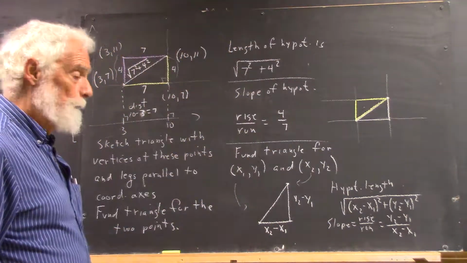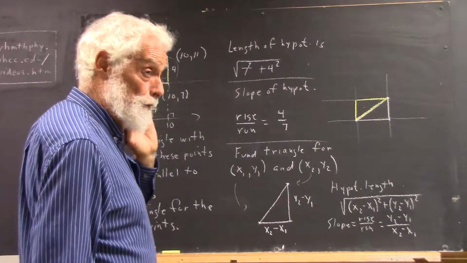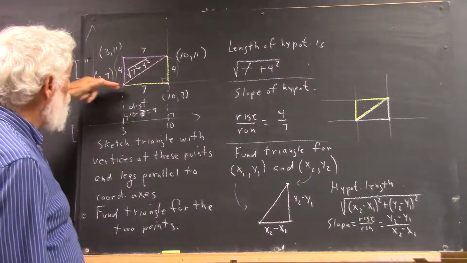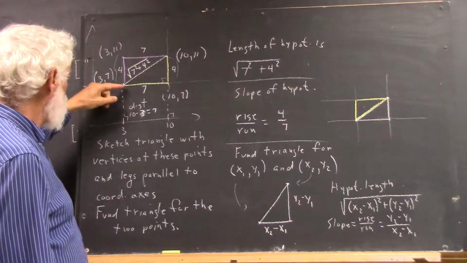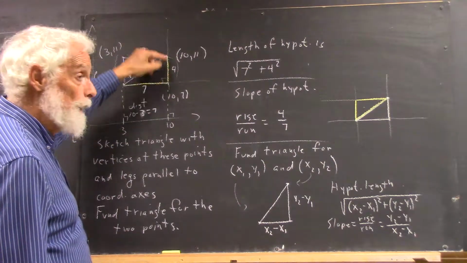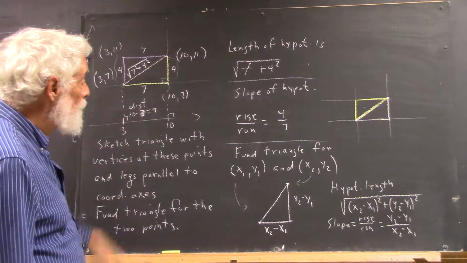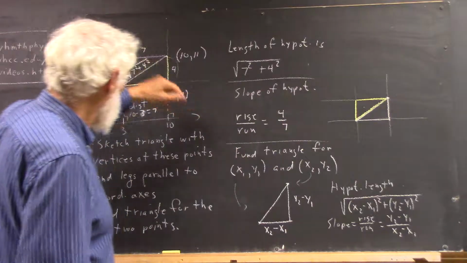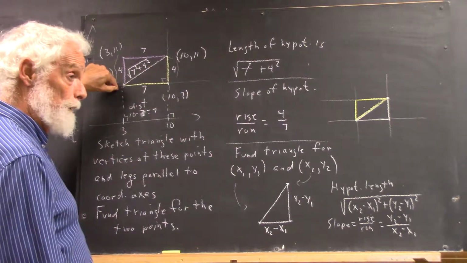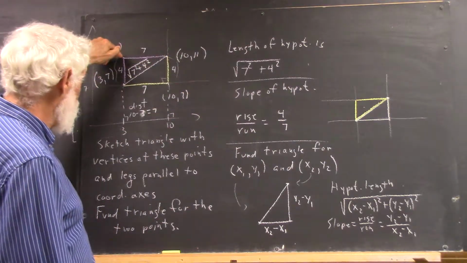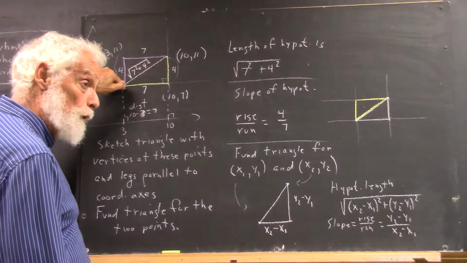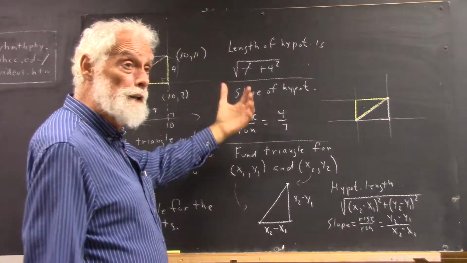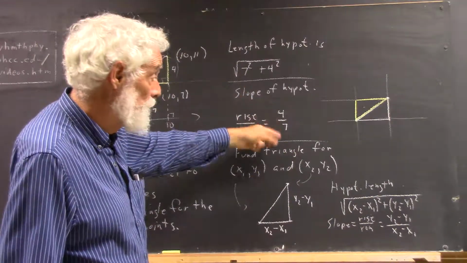The slope of the hypotenuse is the rise divided by the run. Now, if I move from this point to this point along the legs of my triangle, my run is 7 and my rise is 4. So the rise over the run is 4 over 7. Now, incidentally, I could have moved from this point to this point. My run would have been -7 and my rise would have been -4. Well, still the rise over the run would be -4 over -7. That's the same as 4 over 7.